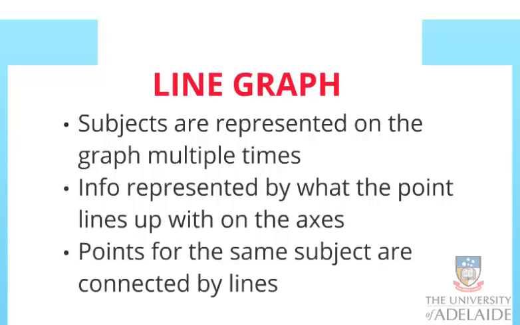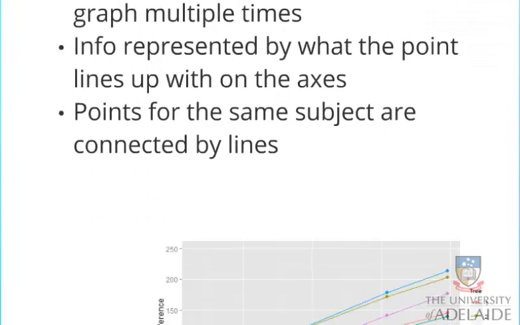Line graphs in general show the changes of things over time, and for that reason subjects are represented on the graph multiple times, because they're there on the graph for each time they're there so that you can see the change in time. Information is still represented by what the point lines up with on the axes, and points for the same subject are connected by lines so that you can tell that they belong to the same subject. But this is quite different to how a scatterplot works.